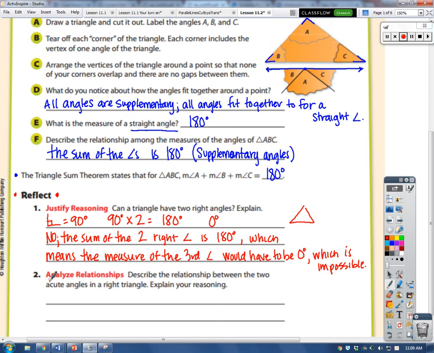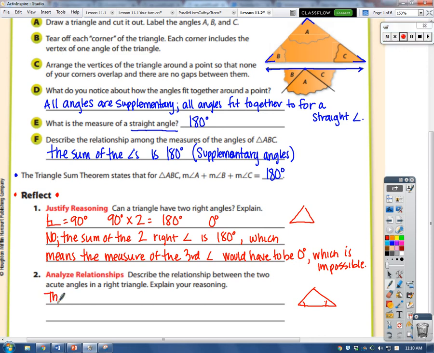So, second reflect question, analyze relationships. Describe the relationship between the two acute angles in a right triangle. Explain your reasoning. So, if you have two acute angles in a triangle, that would be these two, right? We can determine that they are complementary, right? And so if you remember, complementary angles are angles that you add together to equal 90.